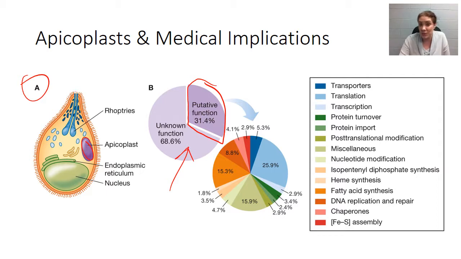But of the ones that we do know, what do they do? Let's see, 25.9%, the single biggest block, those are involved in translation. The next biggest block, 15.9%, that's actually, let's see, protein turnover, protein import, post-translational modifications, miscellaneous.